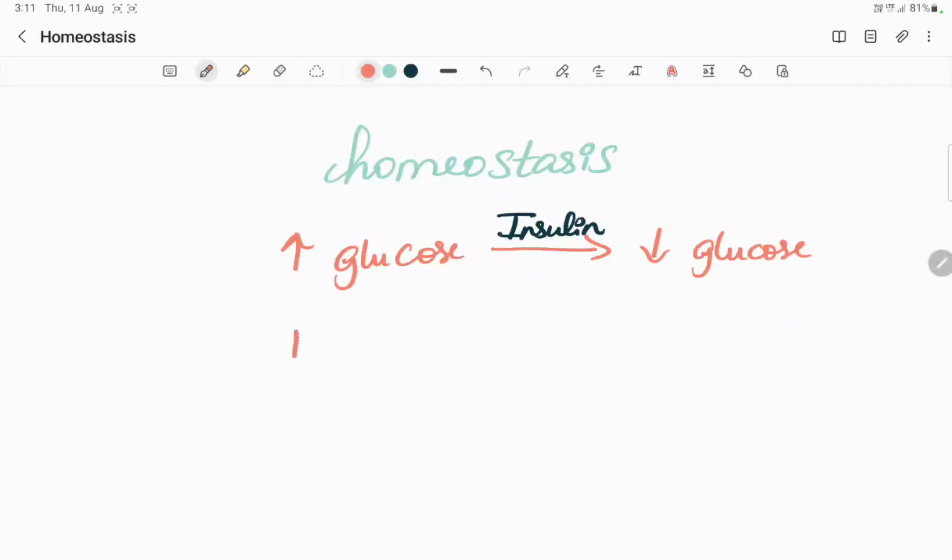Another example would be an increase in the blood pressure. In order to bring down the blood pressure, baroreceptors are activated, which brings down the blood pressure. So the balance is maintained. This is known as homeostasis.